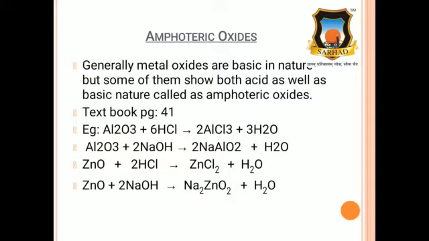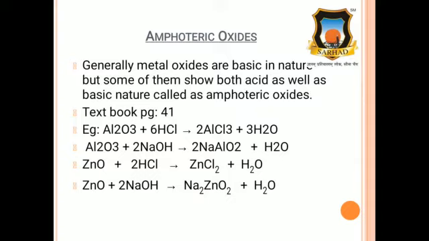Aluminium oxide plus HCl forms aluminium chloride plus water, and aluminium oxide plus NaOH, which one is the base here, forms sodium aluminate and water. Aluminium chloride and sodium aluminate both are the salts here, and with that water is formed. So here it is the example of the amphoteric oxide.